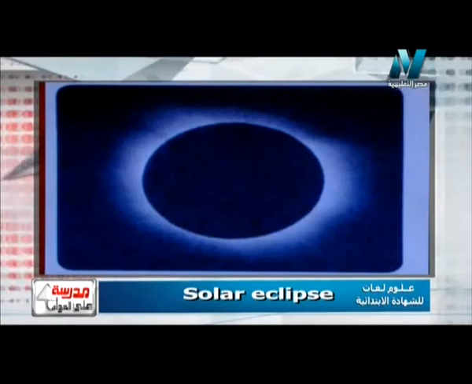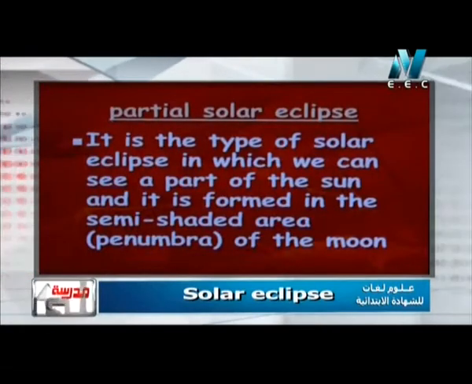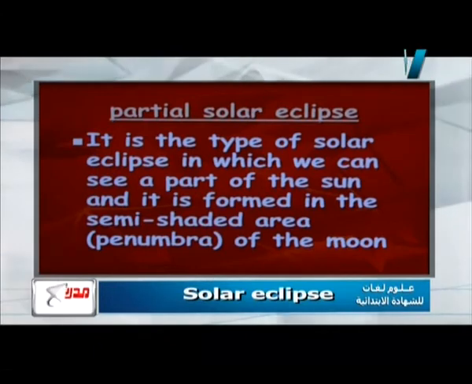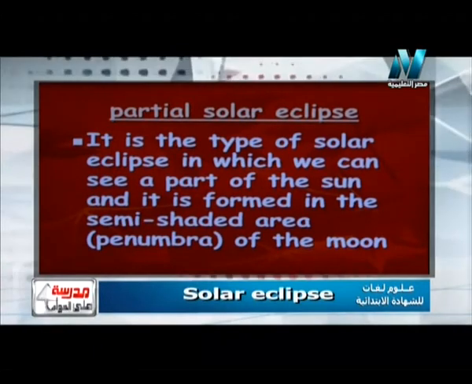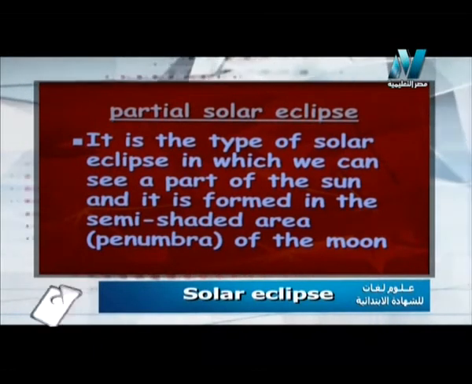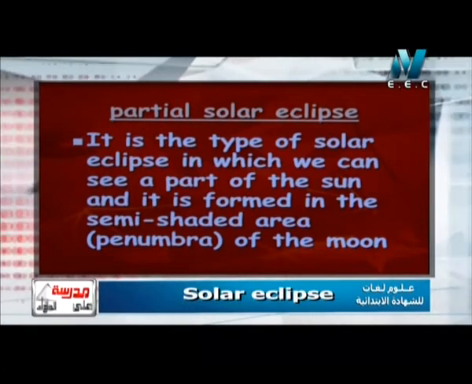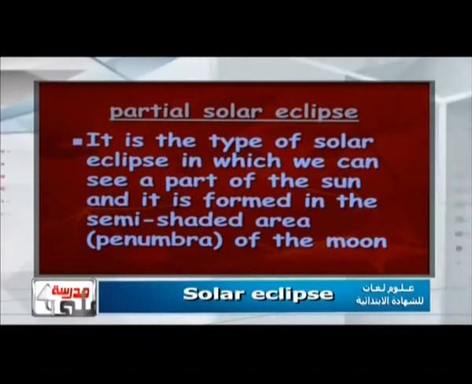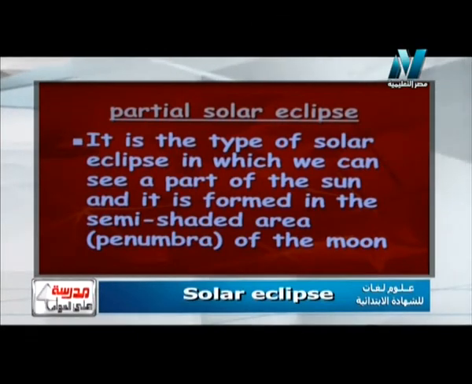So what about the partial solar eclipse? It's a type of solar eclipse in which we can see a part of the sun. We see only a part of the sun, and it is formed in the semi-shaded area or penumbra. We can call it penumbra as we agreed, or the semi-shaded area of the moon.